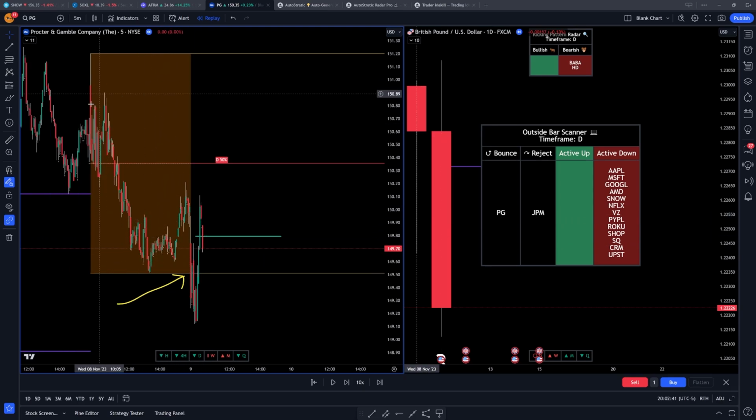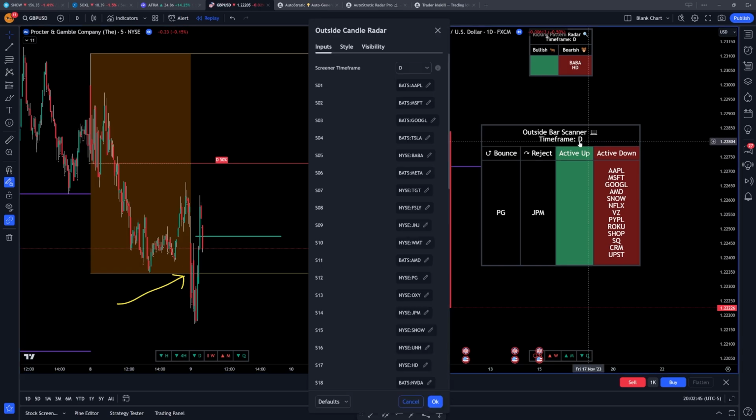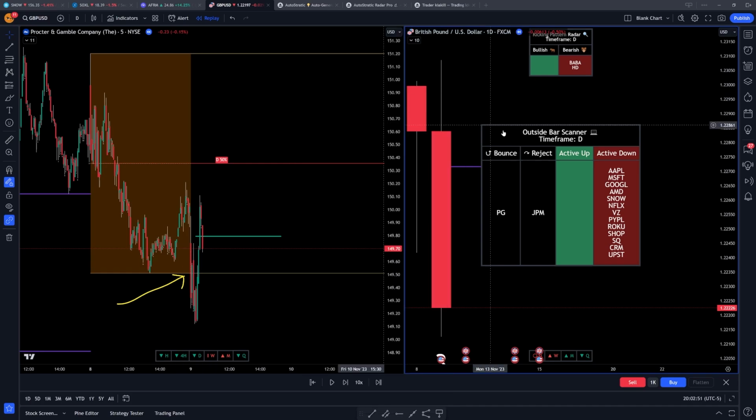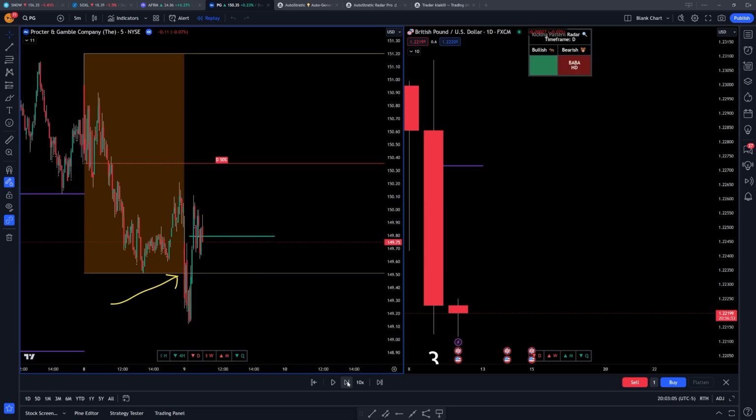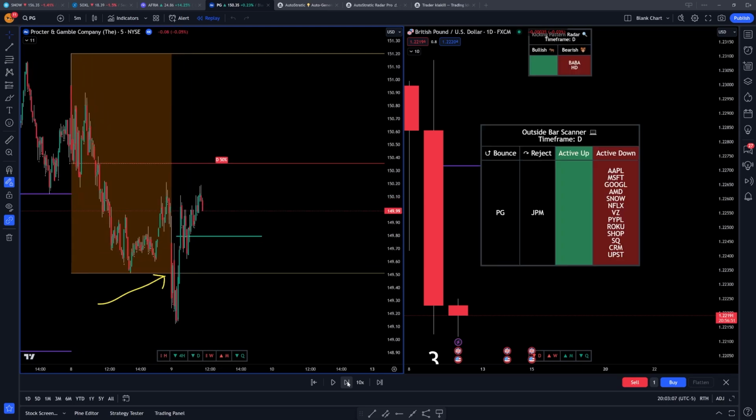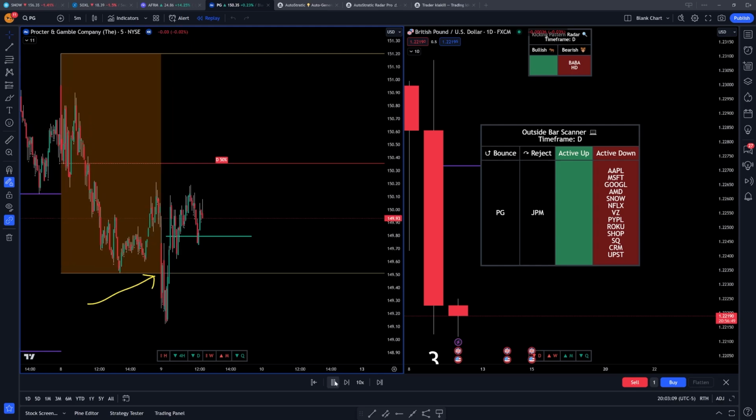Because we're on the daily time frame, it's reading the price action of each day. You can use this with any time frame: the day, the week, the month. Since we took the previous day's low and then we bounced, that's a prospect. And so then if we're going.